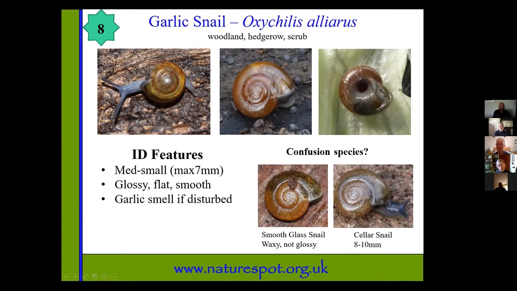Compare that to the smooth glass snail below, which has a much more trumpet-shaped mouth. So if you carry on this coil here, it's coming out down there. It's not curving around. So that's often a feature that's spoken of, but I think it's quite subtle. The other one is another Oxychilus species, which is basically just a bigger version of the garlic snail, the cellar snail.